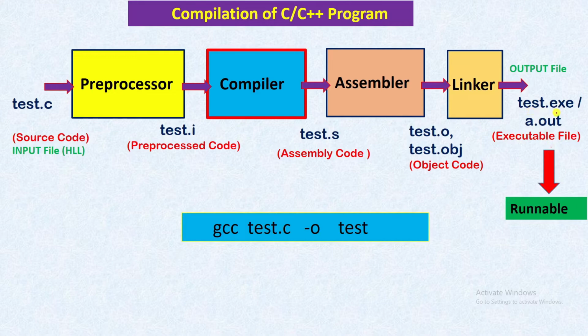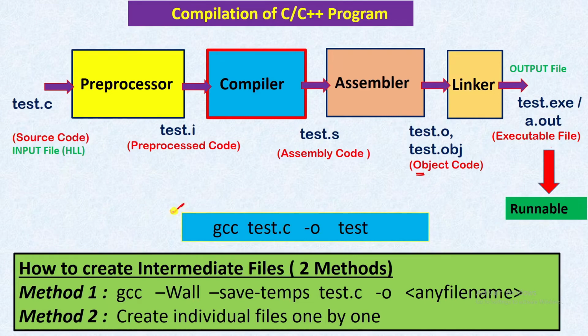Let's say test.exe, or a.out, depending on the operating system. And that is your final output of the compilation process of a C and C++ program. Later on, if you want to run it, you can just run that executable. So this file can be run. This object code cannot be run directly. This test.exe or a.out can be run.